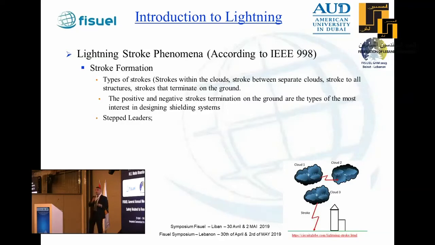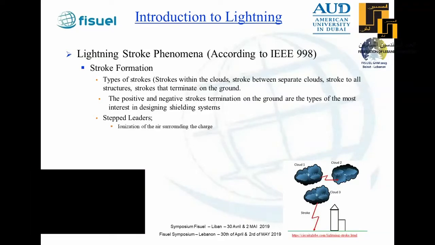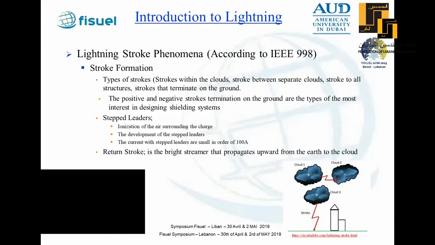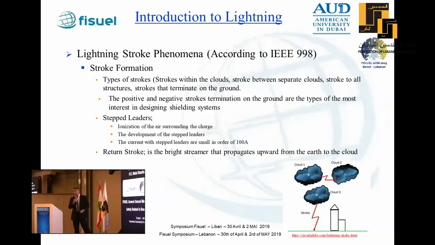There are two elements when designing lighting shield. There is the stepped leaders, which is due to the ionization of the air surrounding the lighting, and has a magnitude around 100 amps. So that's very low and you can't control it. The biggest problem is the return stroke. The return stroke is the one that has the bright streamer that propagates upward from the earth to the cloud. This has an average current of 24,000 amps.